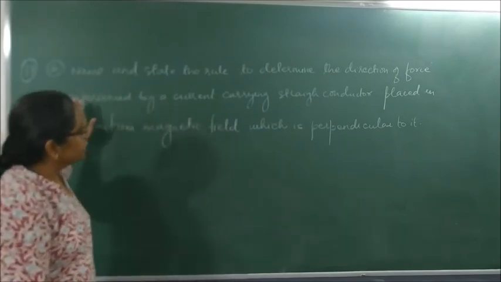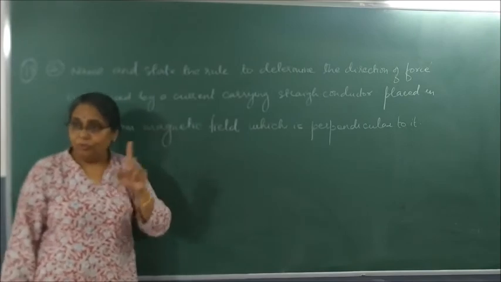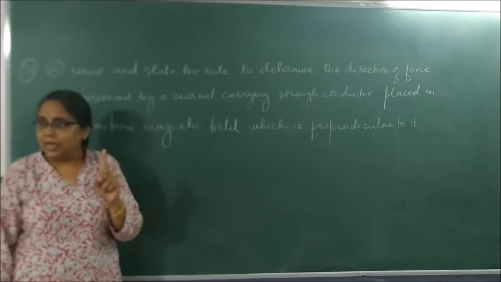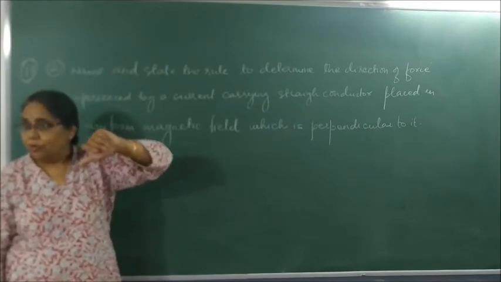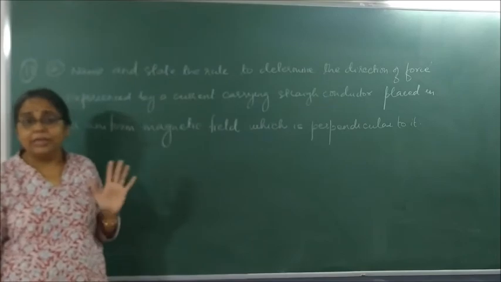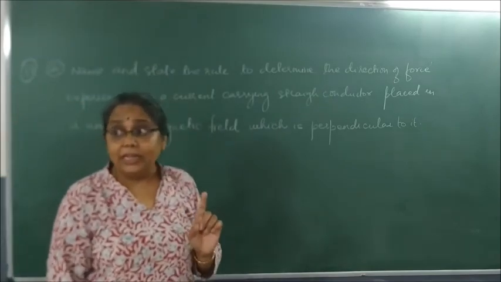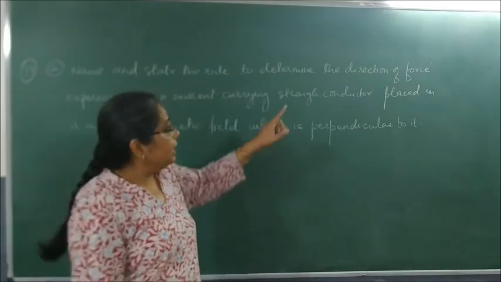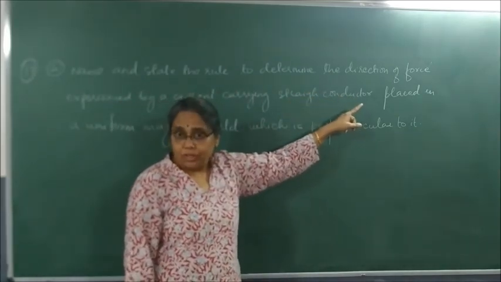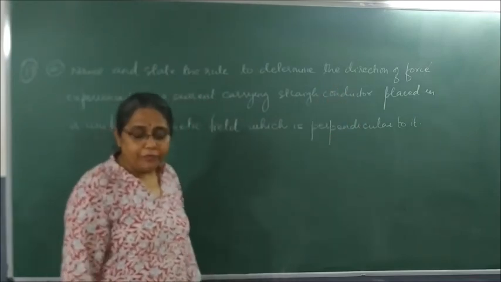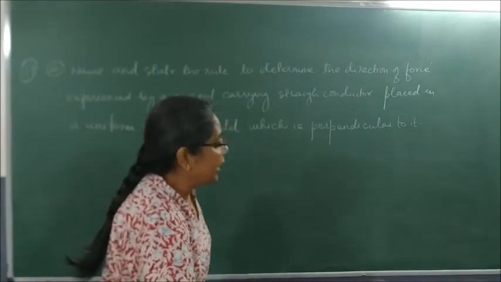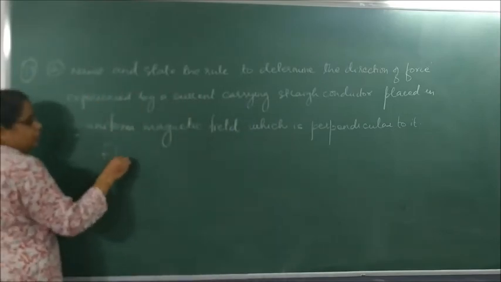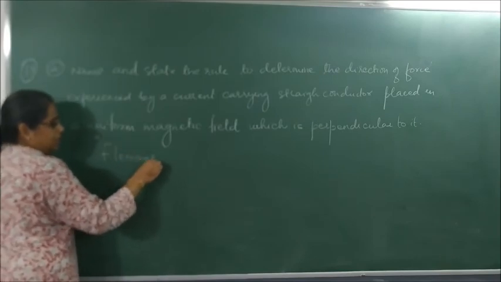So the same question they have asked, but to confuse you, they have given straight conductor. As soon as straight conductor comes, what do students write? Right hand thumb rule. It is not the right hand thumb rule, because the right hand thumb rule is only used to find out the direction of magnetic field in a straight conductor carrying current. What are they asking? Direction of force. So which rule are we talking about? Fleming's left hand rule. They have said name and state. So first you say the rule governing this is Fleming's left hand rule.